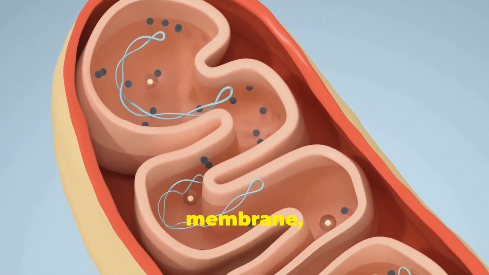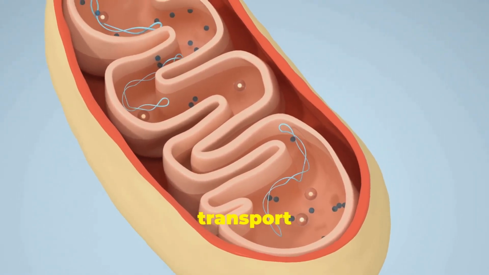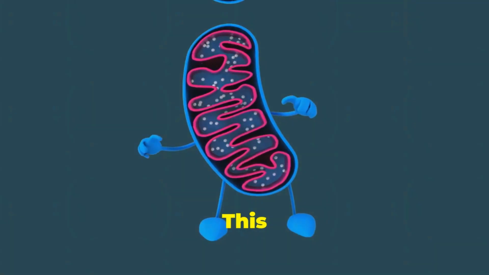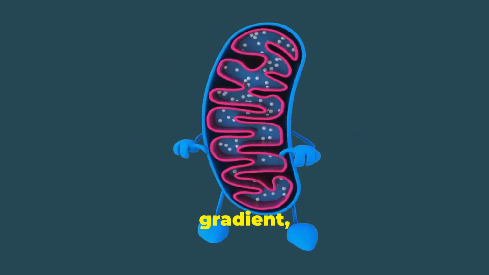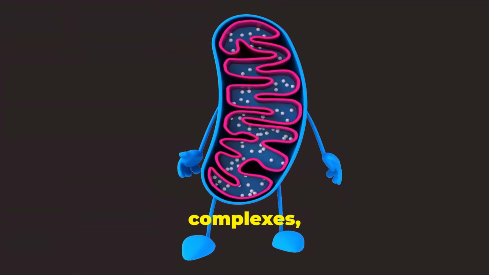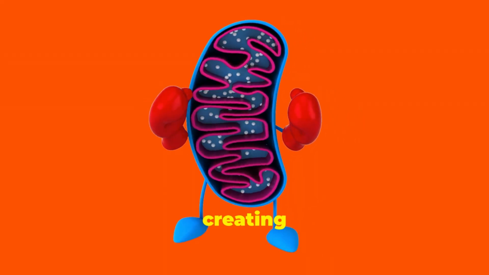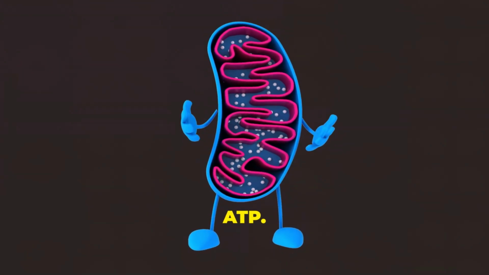The inner mitochondrial membrane, with its intricate folds called cristae, is the stage for the electron transport chain. Protein complexes generate energy to produce ATP. This process harnesses energy from glucose breakdown to create a proton gradient, driving ATP synthesis. Electrons are passed along protein complexes, releasing energy. This energy pumps protons across the membrane, creating a gradient. ATP synthase harnesses this gradient to produce ATP.